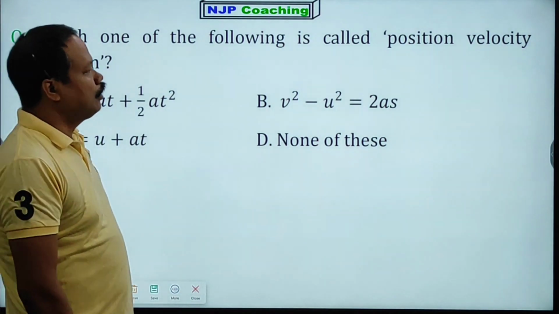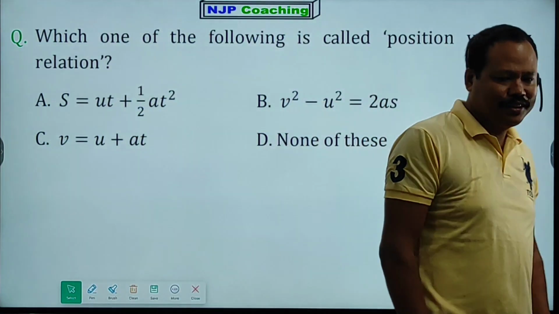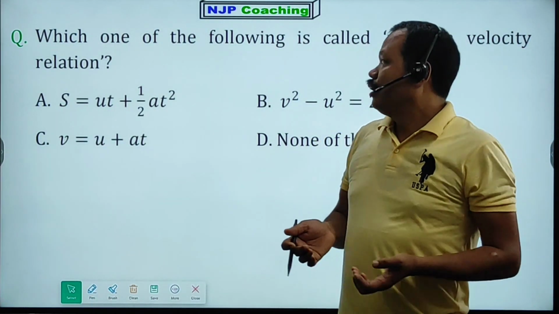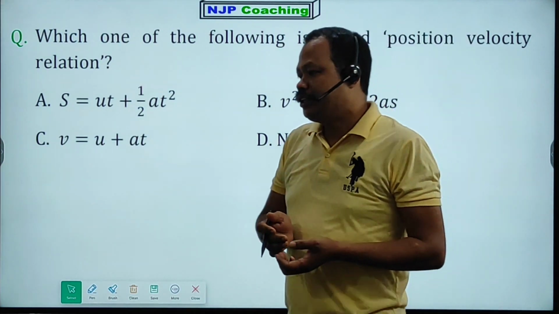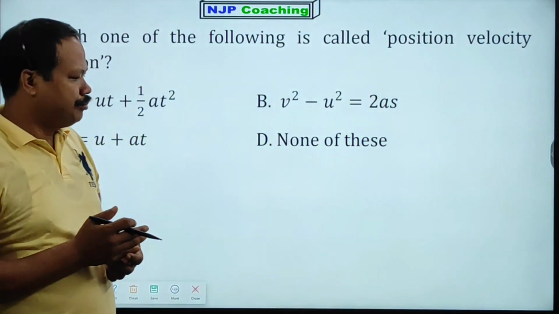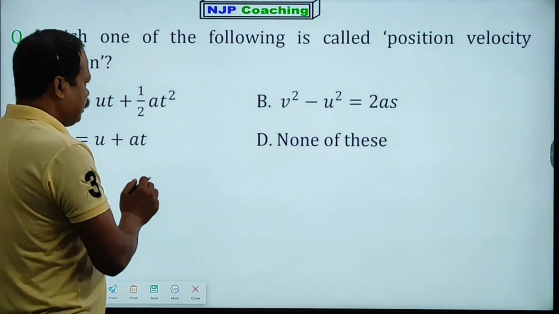Which one of the following is called position velocity relation? Just you have to mention which one of the following is called position velocity relation. There are three equations of motion: velocity time relation, and so on.